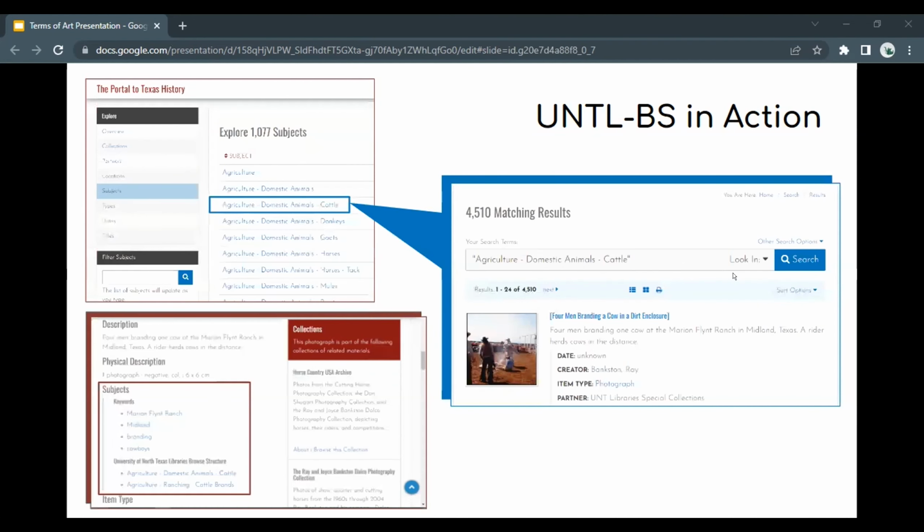Clicking on one of those subject terms will bring up a list of all of the records in the portal that have been assigned that term. And incidentally, all records on the portal are required to contain at least one of these UNTL-BS terms in order to be considered minimally complete. And as you can see from the sample record that I put there on the bottom left, UNTL-BS terms are assigned alongside other types of subject headings, such as Library of Congress subject headings and custom keywords that are supplied by staff.